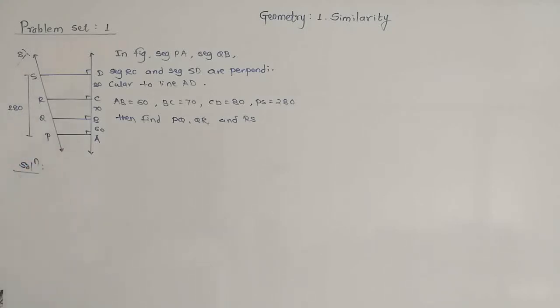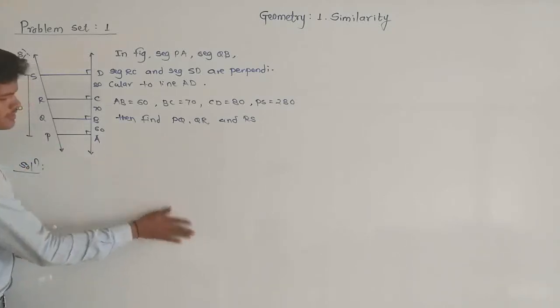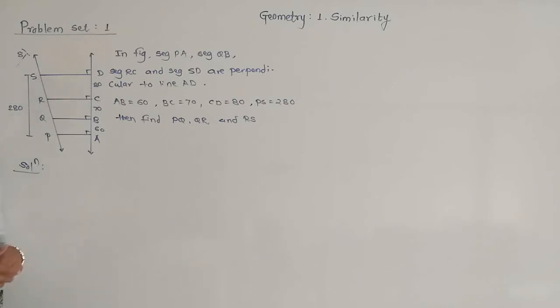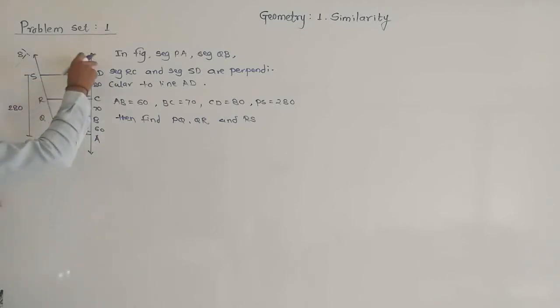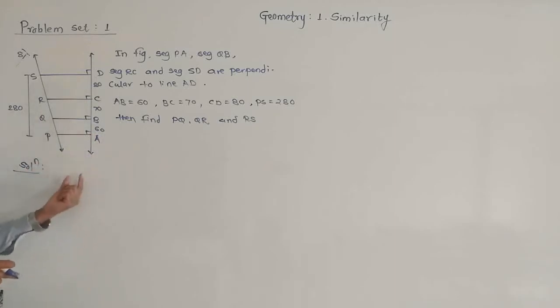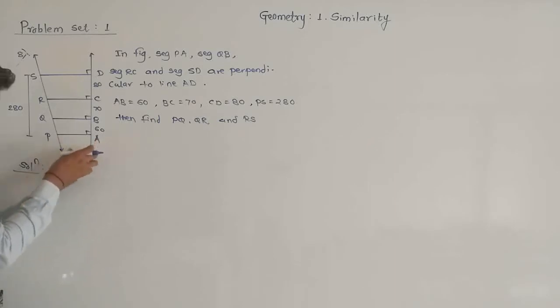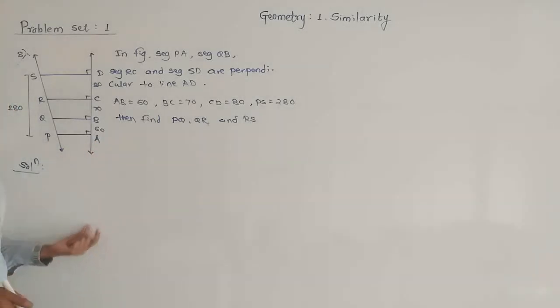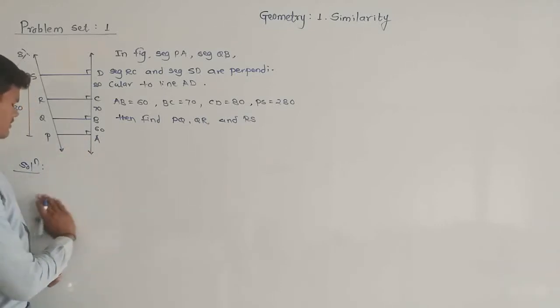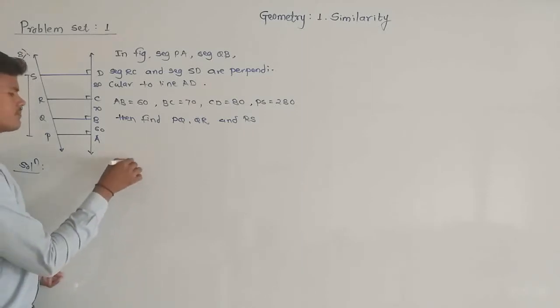Okay, so these questions can be solved by two methods: by using the property of three parallel lines, or by using the basic proportionality theorem. Here, if we use the basic proportionality theorem, then we have to make one construction: extend segment SP and segment AD so that they meet each other at point E. Both the lines intersect each other at a point. Okay, so write down the construction.